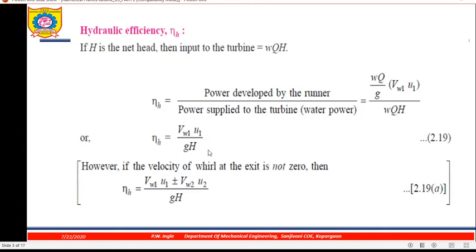So this is very important, this equation. If the velocity of whirl is not zero, then you are getting VW1 plus minus VW2 U2 upon GH.